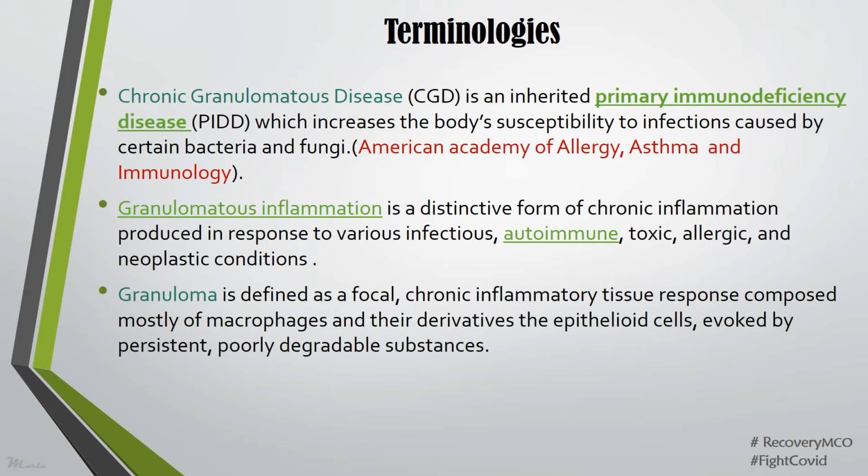Granulomatous inflammation is a distinctive form of chronic inflammation produced in response to various infections, which could be autoimmune, toxic, allergic and neoplastic condition. Granuloma, on the other hand, is defined as a focal, chronic inflammatory tissue response composed mostly of macrophages and their derivatives, that is, the epithelioid cells, which is evoked by persistent, poorly degradable substances.